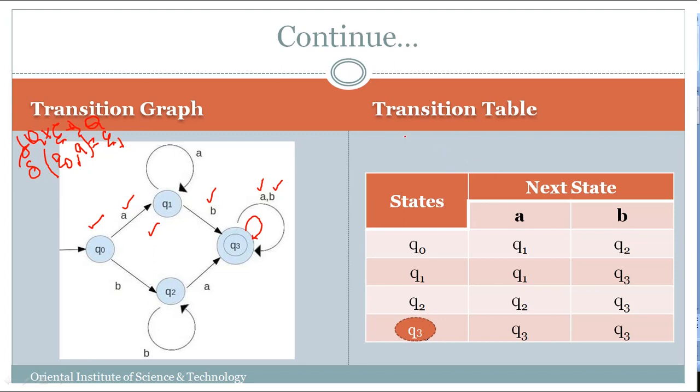And as I told you, the transition table is like this. These are the possible inputs for the same graph. This is my initial state, and we mark it with an arrow. Q0 on input A reaches Q1, Q0 on input B reaches Q2, Q1 on input A reaches Q1, Q1 on input B reaches Q3, and so on. Here Q3 is represented by a circle, which is why it is a final state. Or you can represent it like this, Q3 with a star. This also represents that Q3 is a final state.